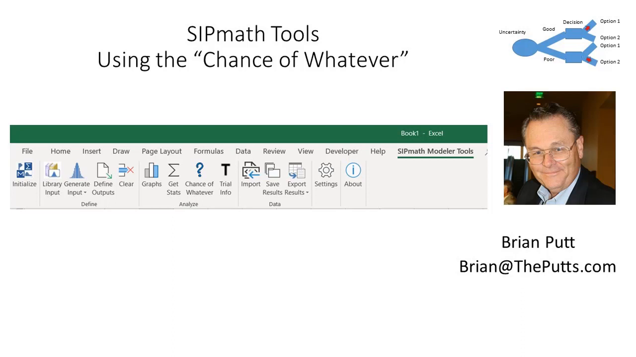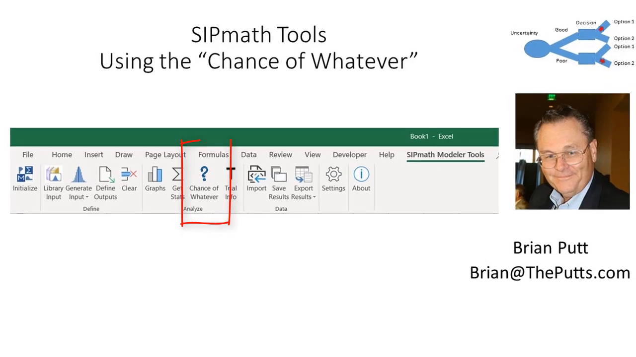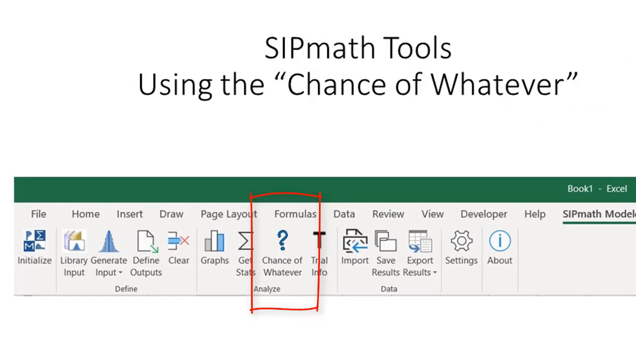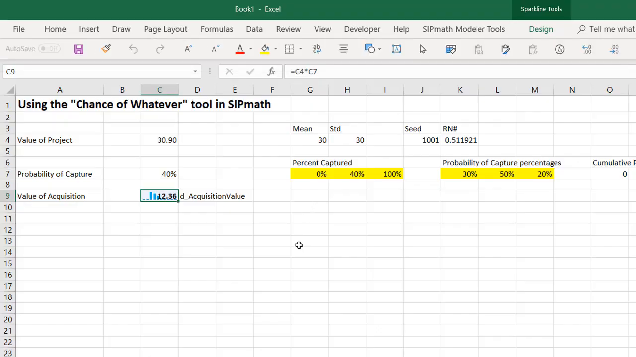I want to announce that Probability Management has released new versions of the free version of SIPmath Toolbars and the Enterprise version, which has a new feature called the Chance of Whatever. It's identified by this symbol here, Chance of Whatever. And I'd like to demonstrate how to use it.